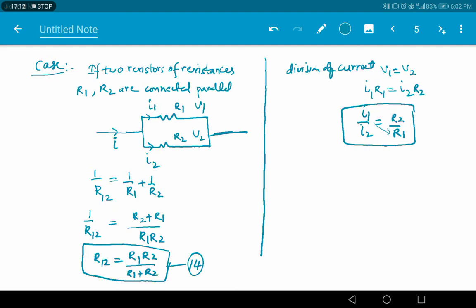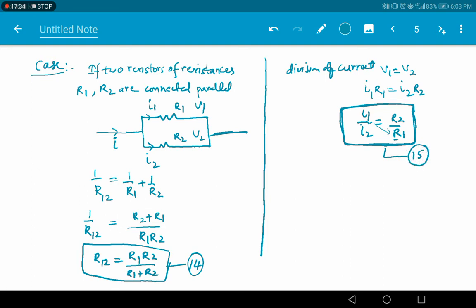That means if resistance is more, the current will be less. If resistance is less, current will be more. That means current always selects the path which has the least resistance. This is the current division in a parallel combination of resistors.